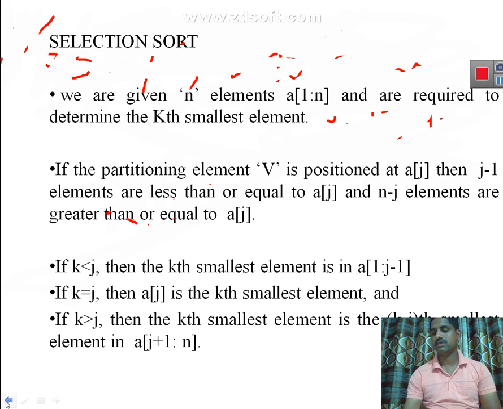In selection sort, given n elements a of 1 to n, we sort by comparing two elements of an array and swapping if necessary. That is, if you want to sort the given array in ascending order, first we arrange the first element to be less than or equal to the second element, then swap the elements if the first element is greater than the second element. Likewise we have to implement the selection sort.